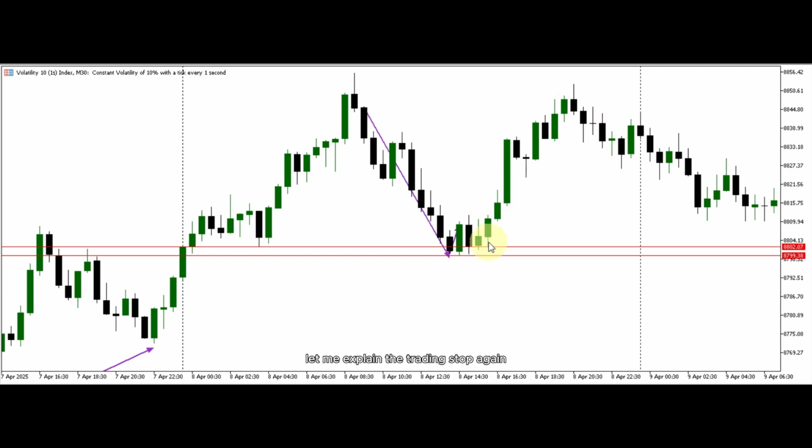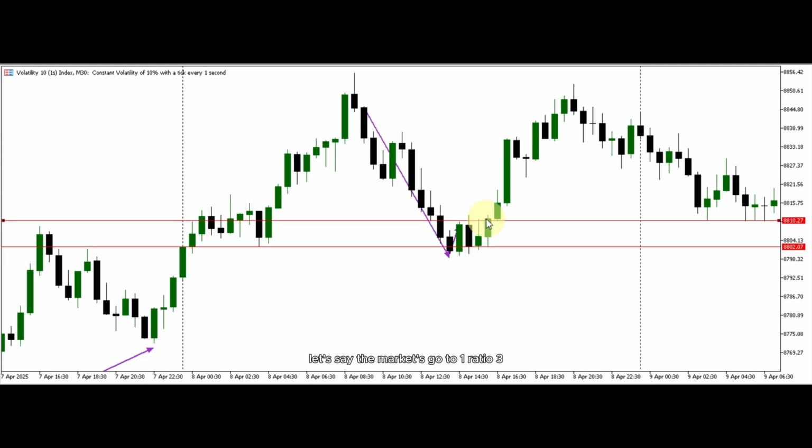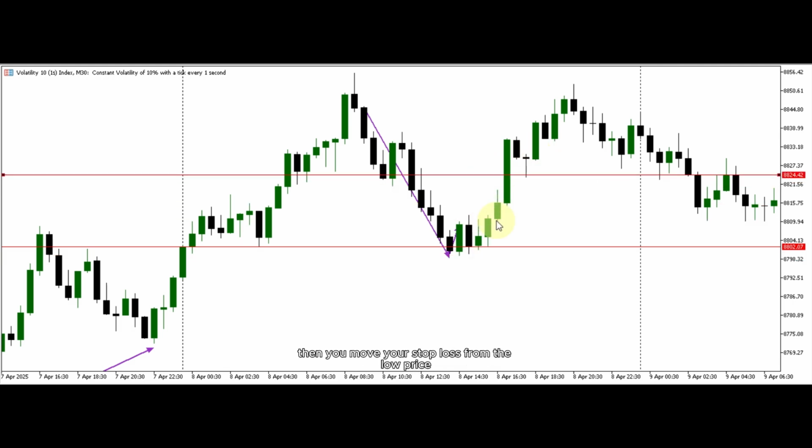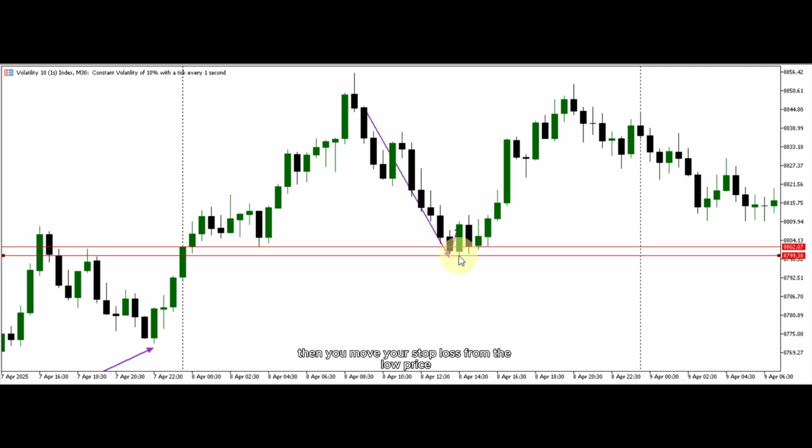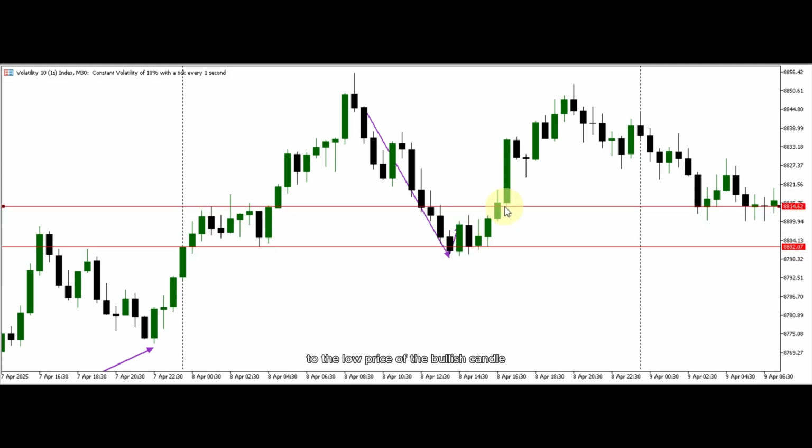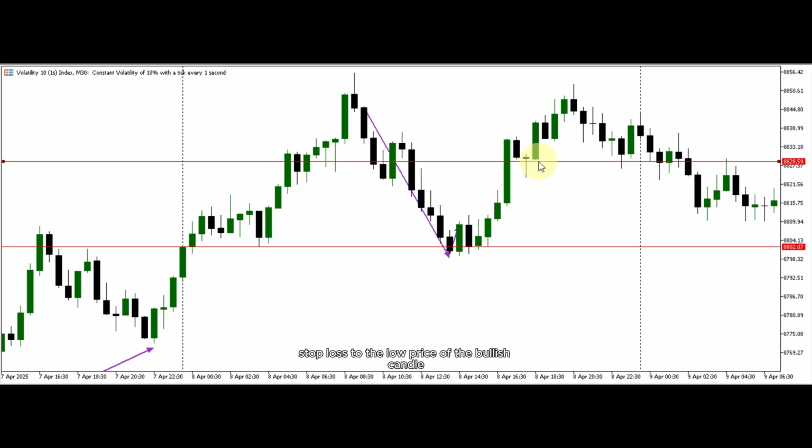Now, let me explain the trailing stop again. Let's say the market got to 1:3. Then you move your stop loss from the low price to the low price of the bullish candle that got to 1:3 in your favor. After that, you can see we have a bearish candle, you do not move the stop loss. Another bearish candle, you do not move the stop loss. Then we got a bullish candle again. Then you move your stop loss to the low price of the bullish candle.